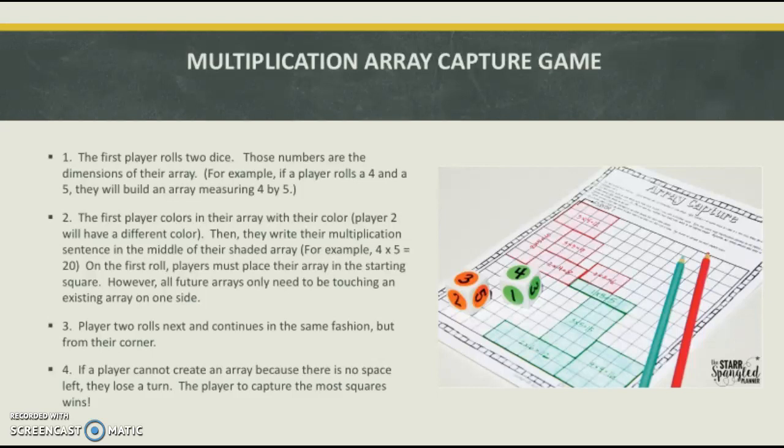On the first roll, players must place their array in the starting square. However, all future arrays only need to be touching an existing array on one side. The third step is player 2 then rolls and continues in the same way but from their corner. And then if a player cannot create an array because there is no space, they lose a turn. Then the player that captures the most squares wins.